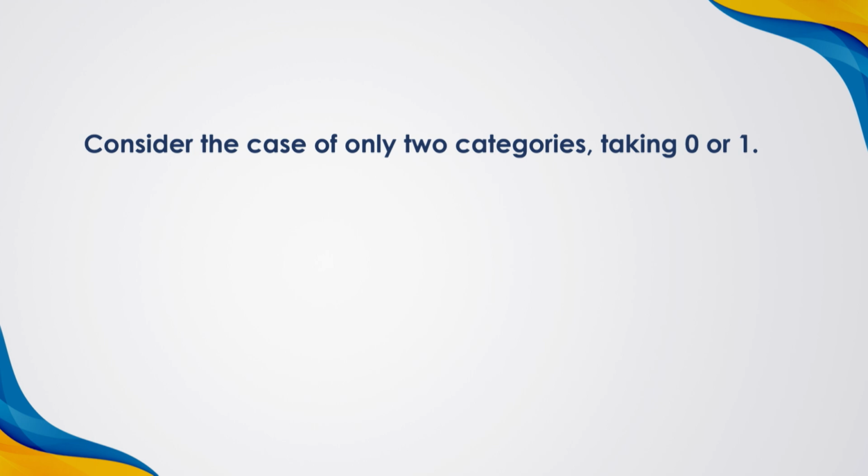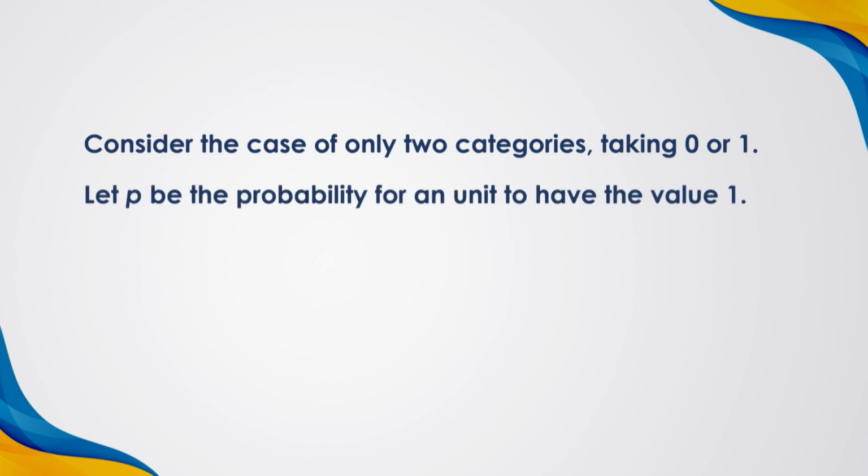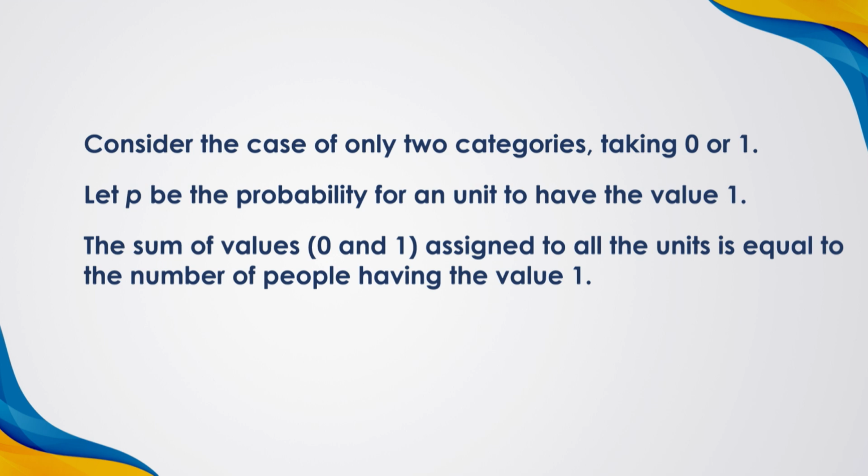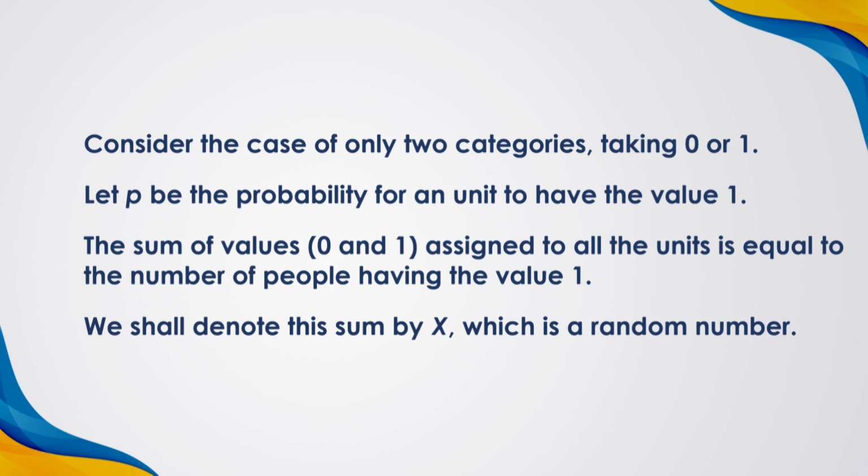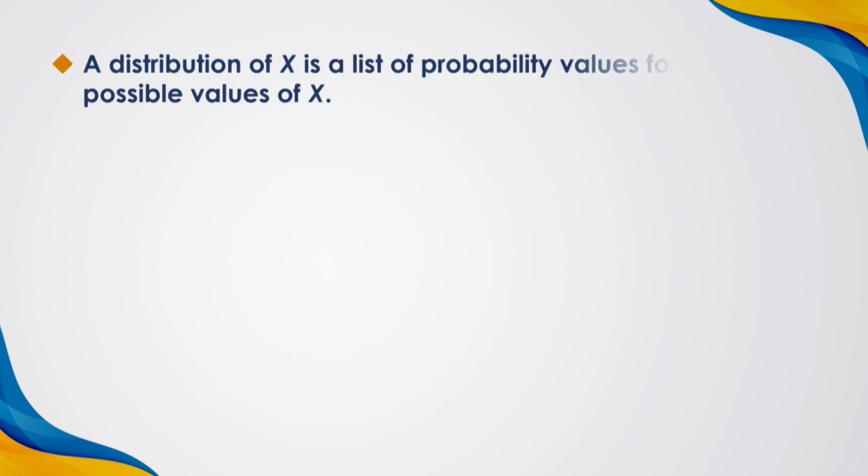Consider the case of only 2 categories taking 0 or 1. Let P be the probability for a unit to have the value 1. The sum of values of all the units having 0 or 1 is equal to the number of people having the value 1. We shall denote this sum by x, which is a random number.